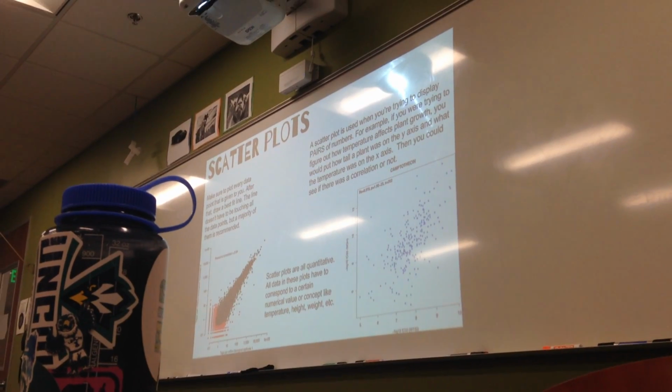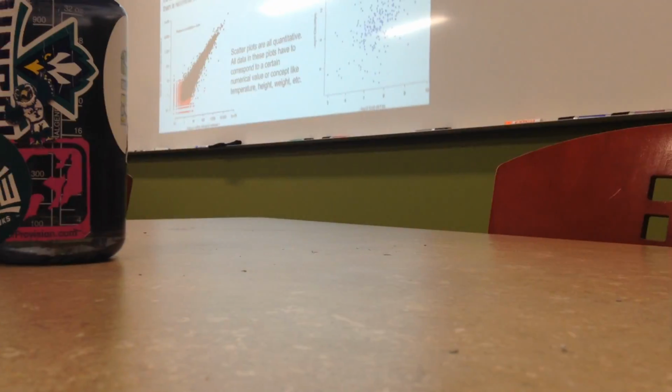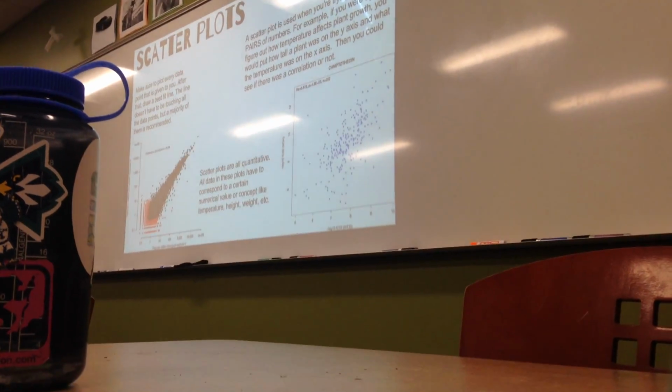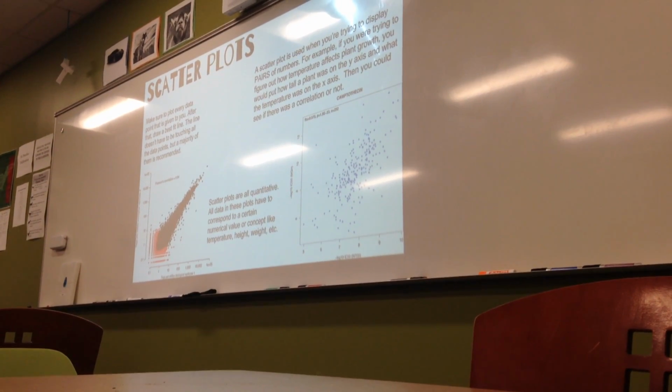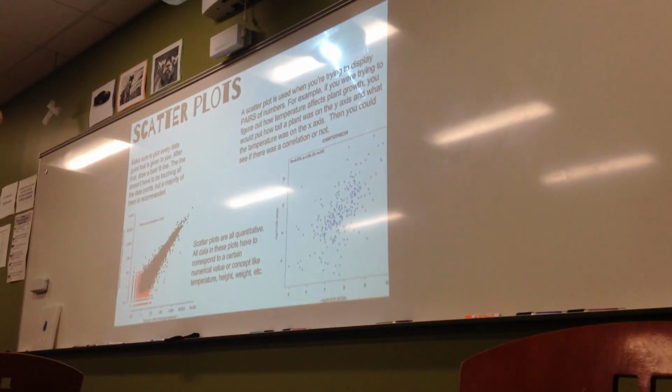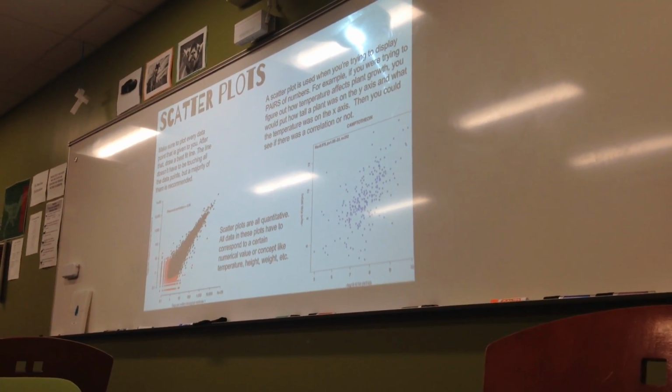Scatter plots. I just stole this from our project that we did together, by the way. Make sure you plot every data point that's given to you. After that, draw a best fit line. The line doesn't have to be touching all the data points, but a majority of them is recommended. Try to get as many on top as on bottom when you're drawing the best fit line.